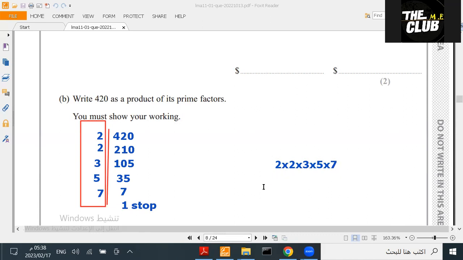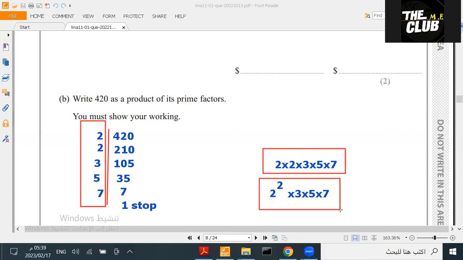You can also use index notation: 2 to the power of 2, multiplied by 3, by 5, by 7. You can answer it in any way you like. This is one way, and this is the other way of answering this question. And this is how you answer question 16B. As we said, we divide until we get one, then take the numbers and write them next to each other. That's it for this question.